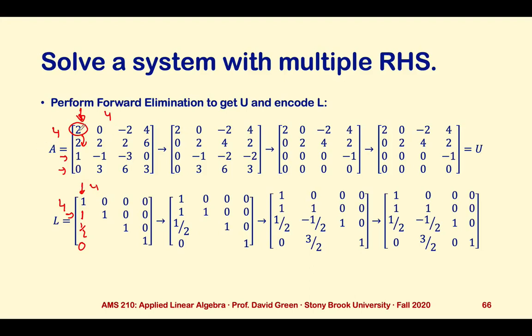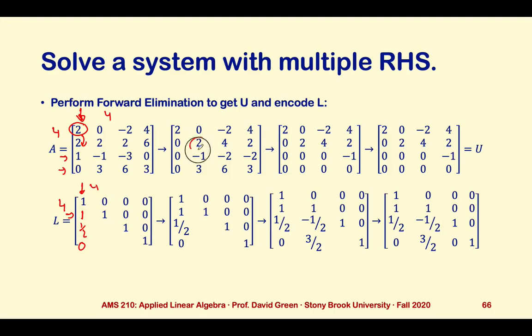Then do that. 2 minus 2 is 0. 2 minus 0 is 2. 2 minus negative 2 is 4. And 6 minus 4 is 2 for our second row. 1 minus 1 is 0. Negative 1 minus 1 is negative 2... Negative 3 minus negative 1 is negative 2. And 0 minus 2 is negative 2 for our third row. And our fourth row is unchanged.